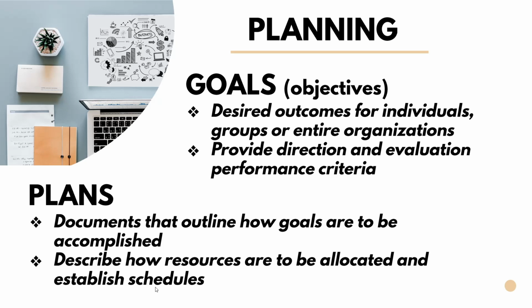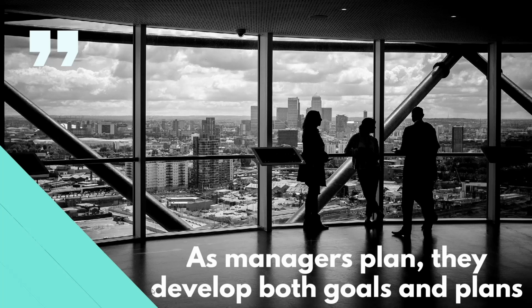So, to be effective managers, planning must always have two parts. Number one, you must have clear goals that give us the direction and detailed plans that show us how to get there. So as a manager, when managers plan, they are developing both goals and plans. It's not enough that you just know where you want to go. You also need a roadmap to get there.